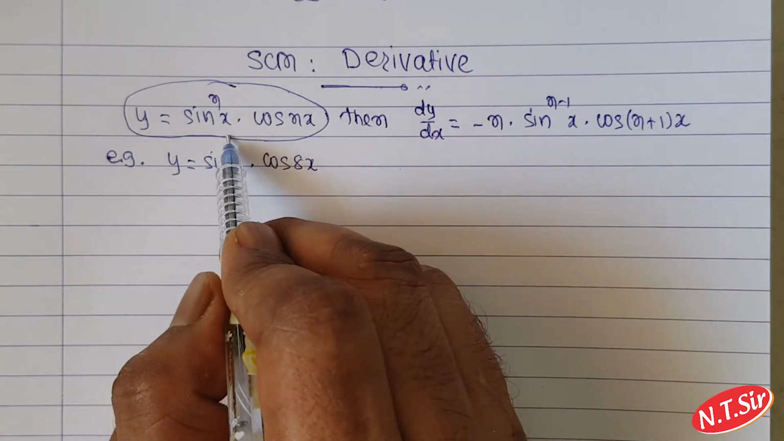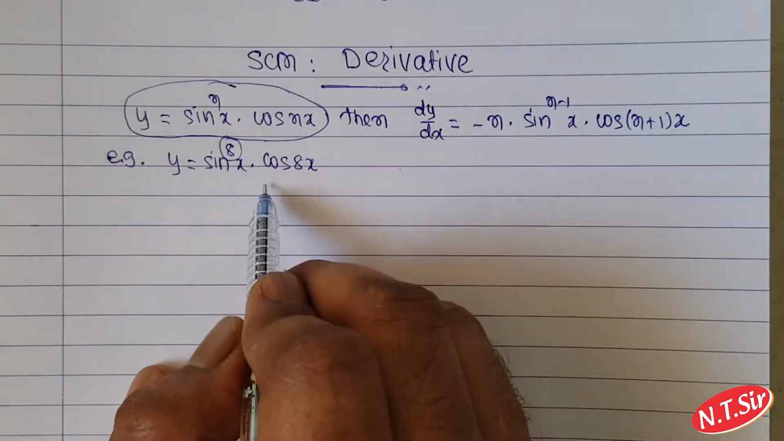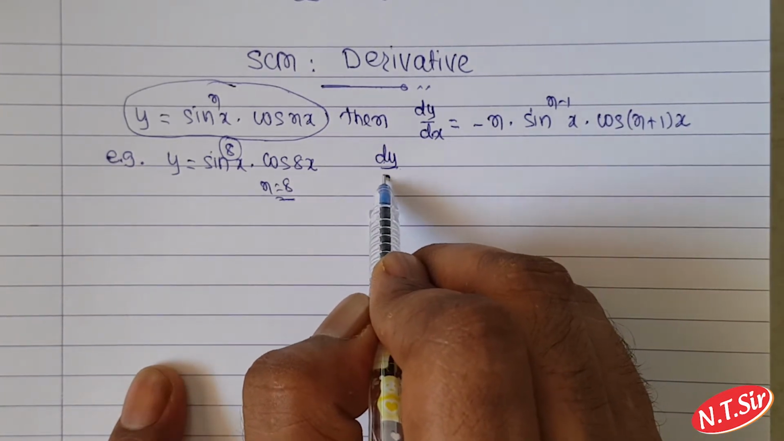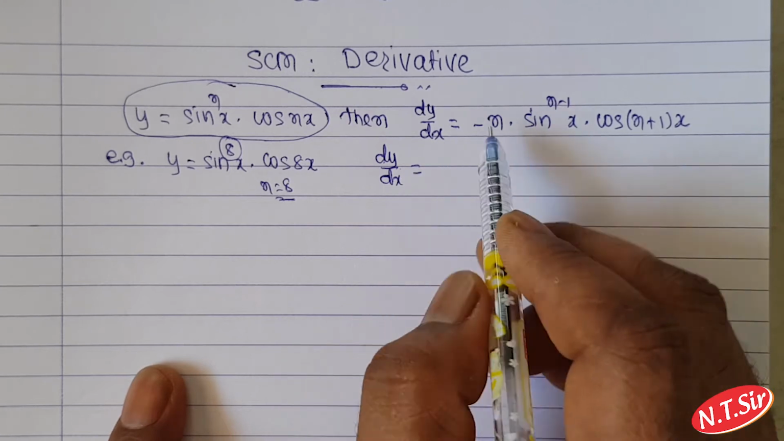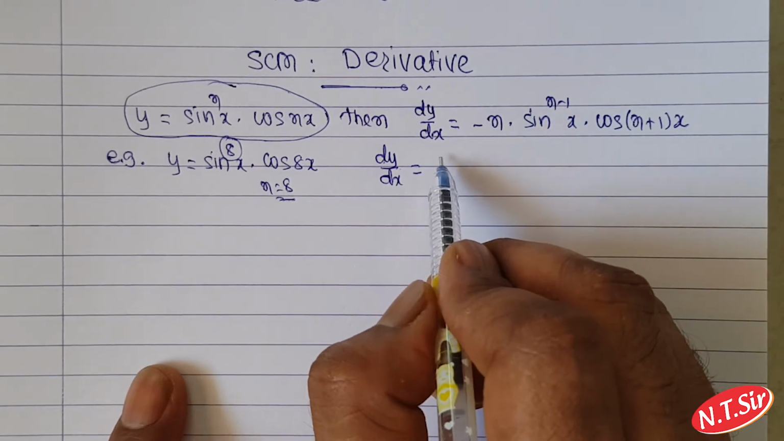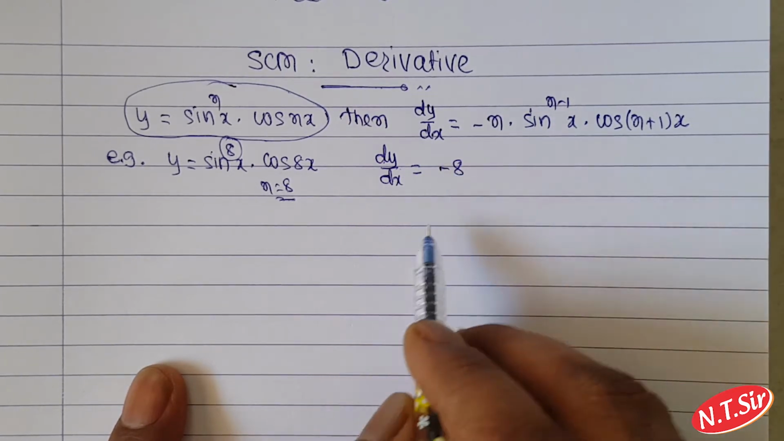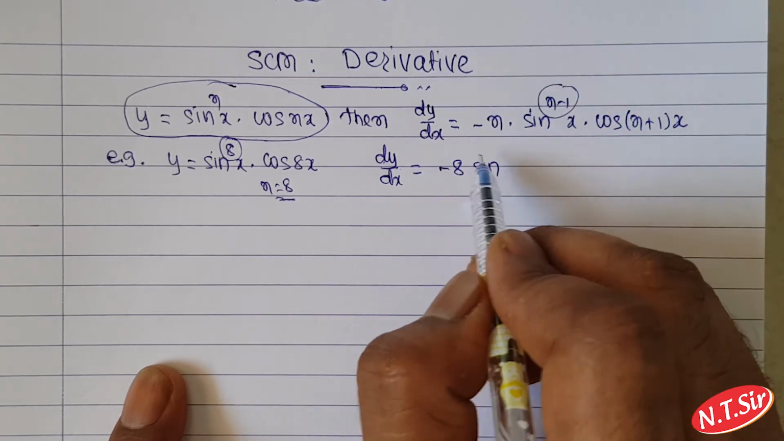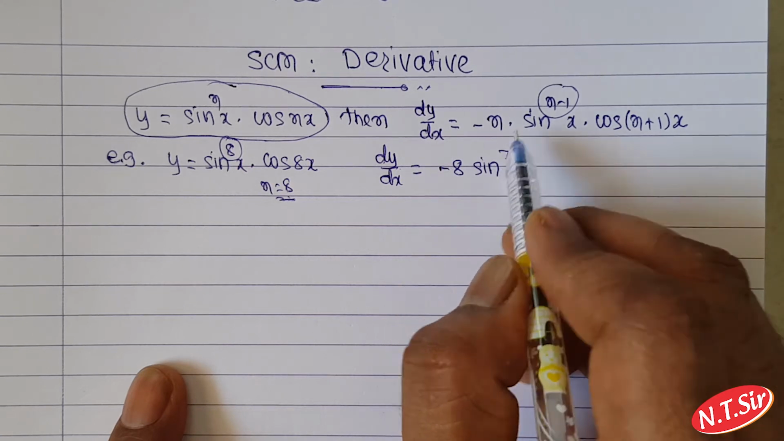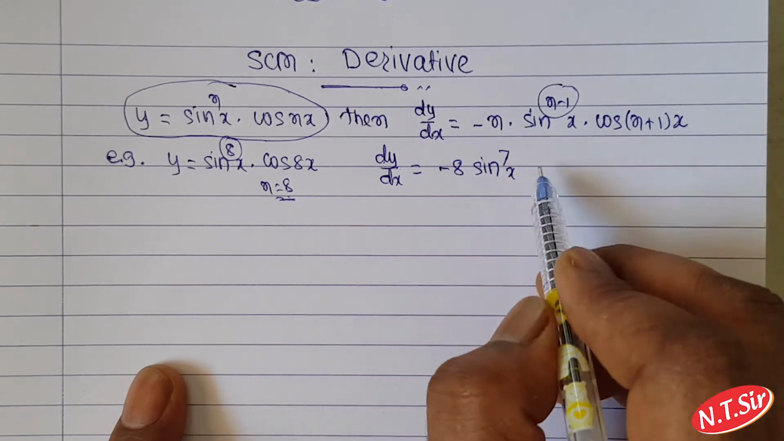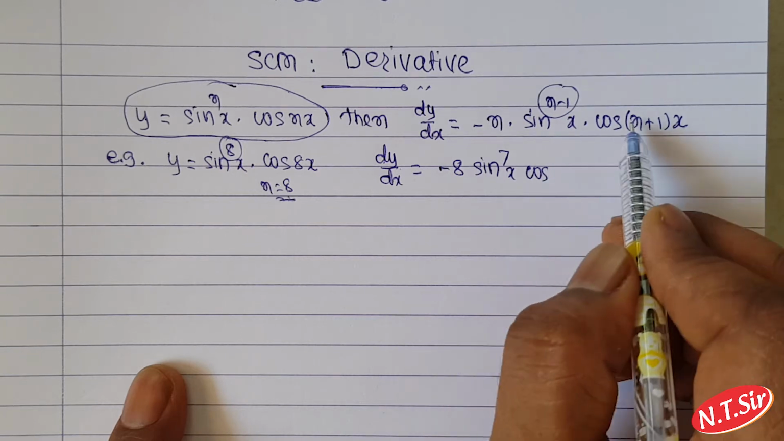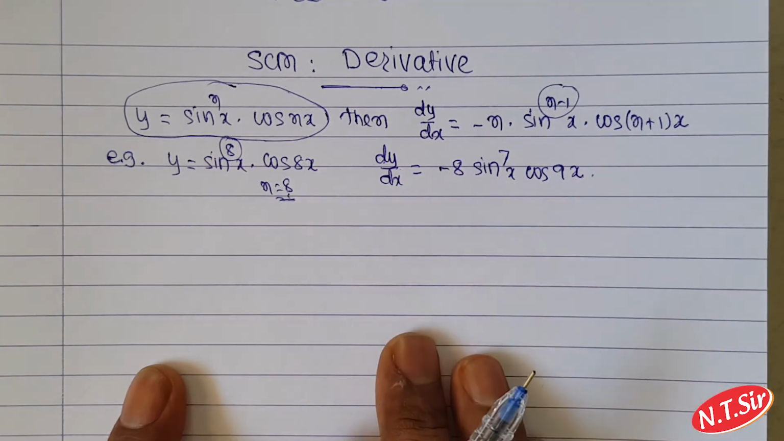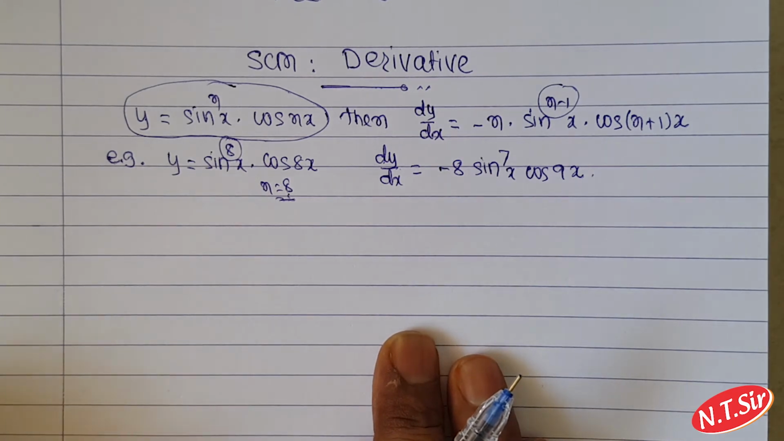So what is your n here? n is 8. Then the answer will be dy/dx = -8 sin^(n-1), that is 8 minus 1 is 7, of x, into cos((n+1)x), 8 plus 1 is 9, of x. So you will get the answer very easily.